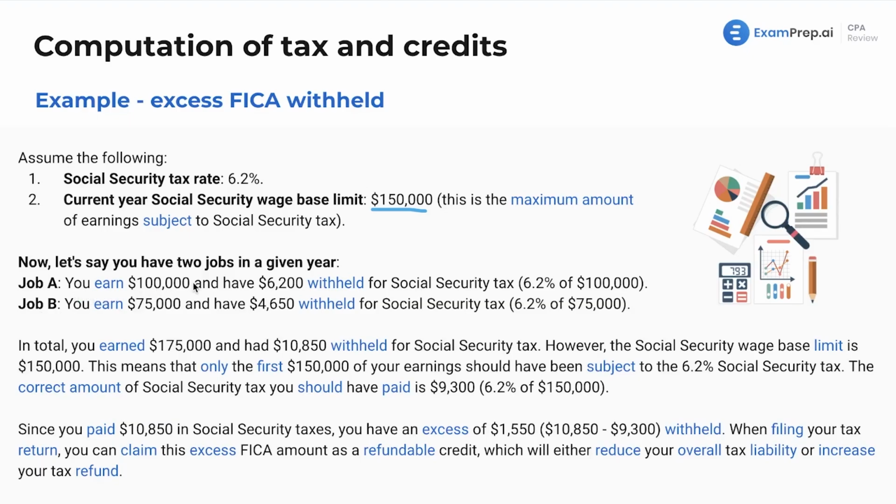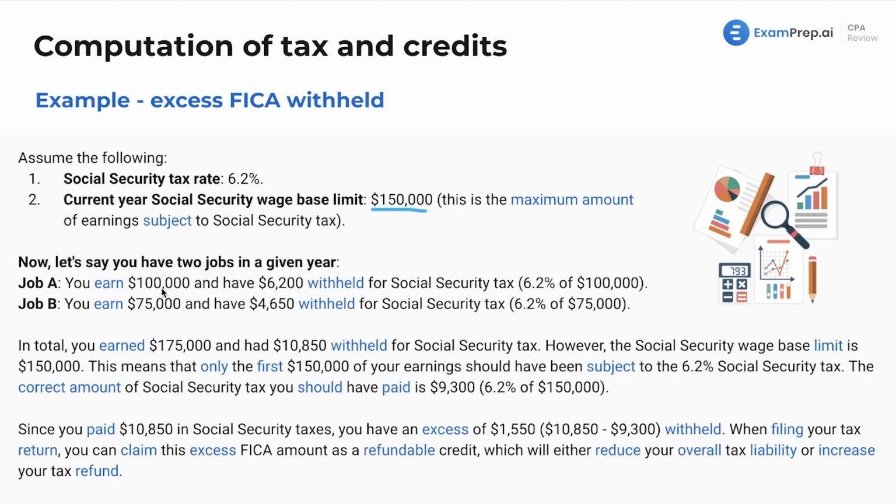For job A, you earn $100,000 and you have $6,200 withheld for Social Security tax. There we go, nice little calculation. And then the second job, you earn $75,000 and you have $4,650 withheld for Social Security tax. In total, you earned $175,000 and had $10,850 withheld for your Social Security tax. However, the Social Security wage base limit is $150,000, meaning you don't have to pay based on anything more than this. And why would this have been withheld?